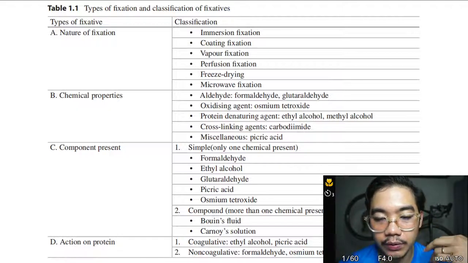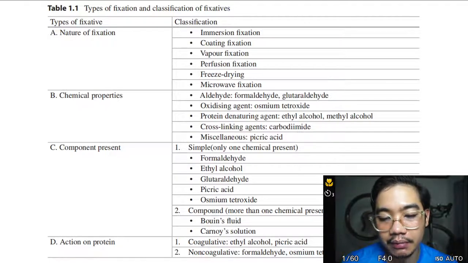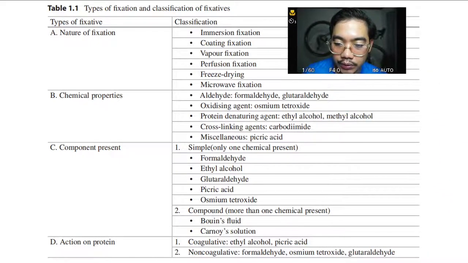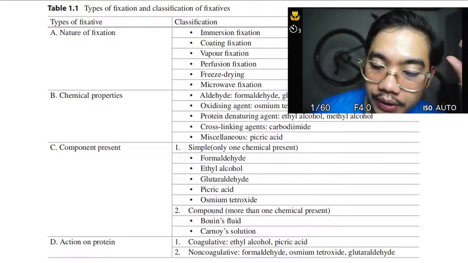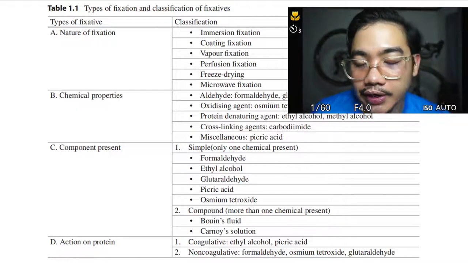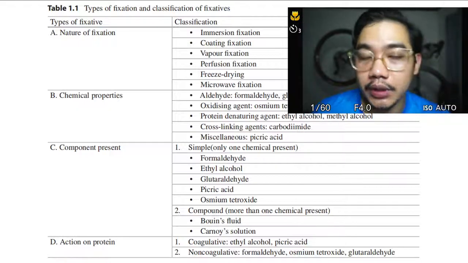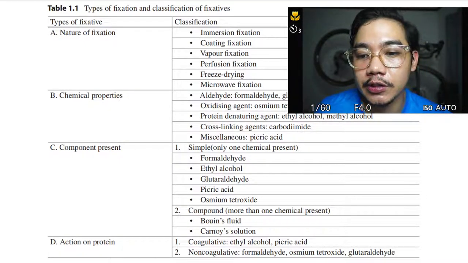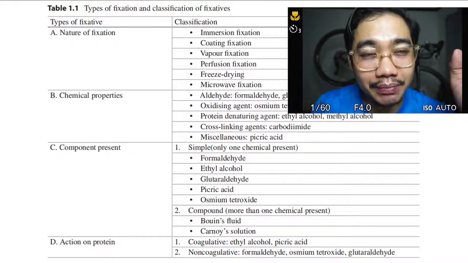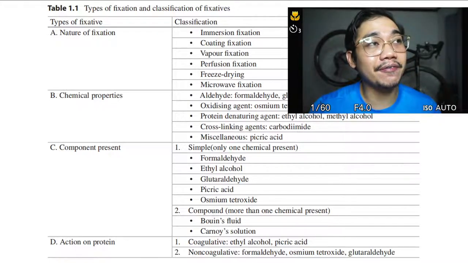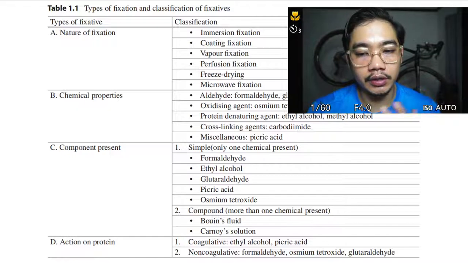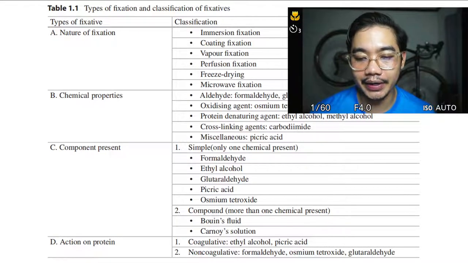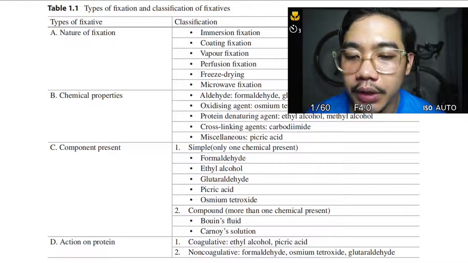So if it's simple, only the active ingredient is present. But if it's a compound, meaning there is more than one chemical present, that's your Bouin's solution, Bouin's fluid, and Carnoy's solution. At the end of the day, your fixative only acts on the proteins, because proteins are the structural components, the biochemicals of your cell. So you really need to stabilize the proteins, and inhibit or amplify your proteins or enzymes. You have your coagulative, ethyl alcohol, and your non-coagulative, formaldehyde and osmium tetroxide. We will talk about how they work in the next slide.